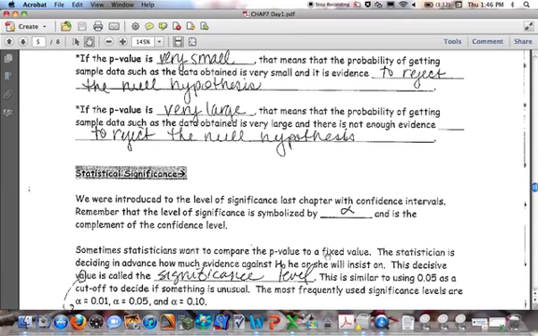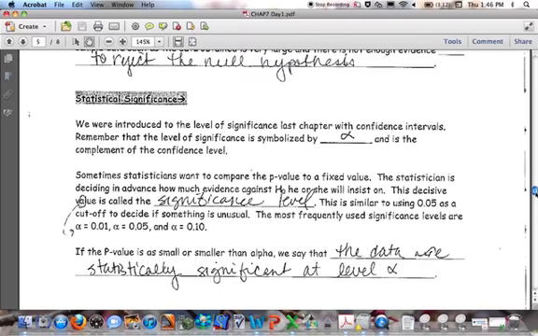Sometimes statisticians want to compare the p-value to a fixed value. The statistician is deciding in advance how much evidence against H0 he or she will insist on. So it's called the significance level, and this is similar to using 0.05 as a cutoff to decide if something is unusual. The most frequently used significance levels are alpha of 0.01, alpha of 0.05, and alpha of 0.1. So this relates to a confidence level of 99%, this is 95%, and this is 90%. If the p-value is smaller than alpha, then we say that the data are statistically significant at level alpha.